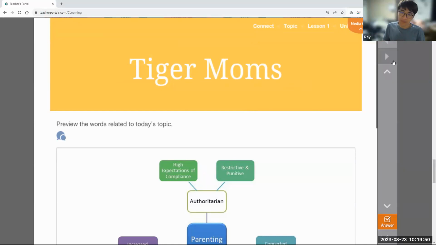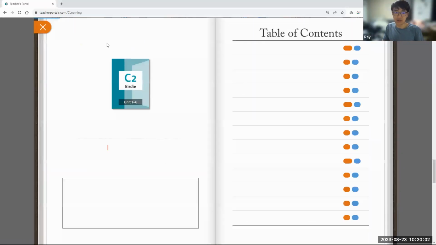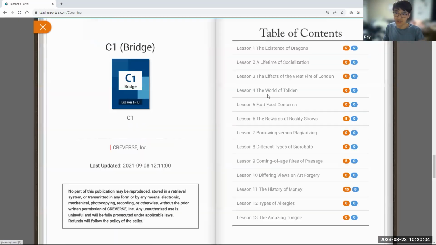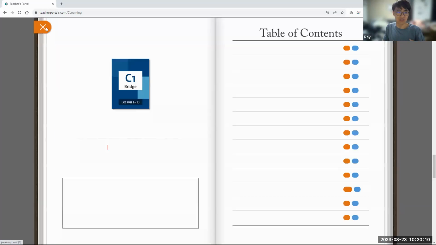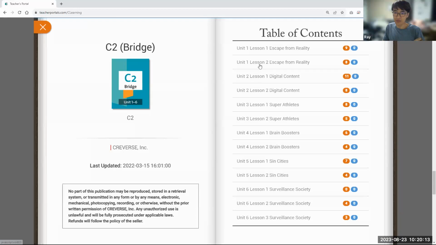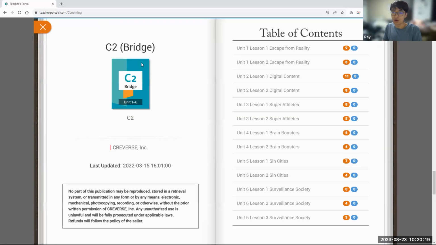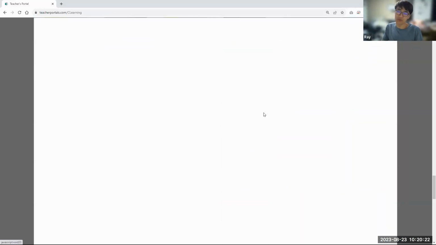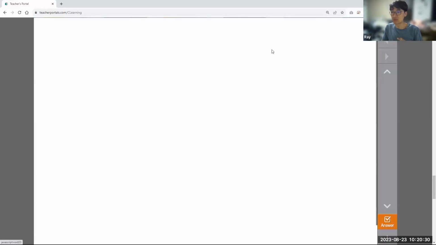No? All right, then we'll go next. The next page for this is what they call Consider. And so the Consider page is only for Par and Birdie. So if we go to Bridge, Bridge does not actually have, I believe, a consider page. So Par Birdie has an extra page called Consider, and it's basically just showing the students the two different perspectives that they will see.